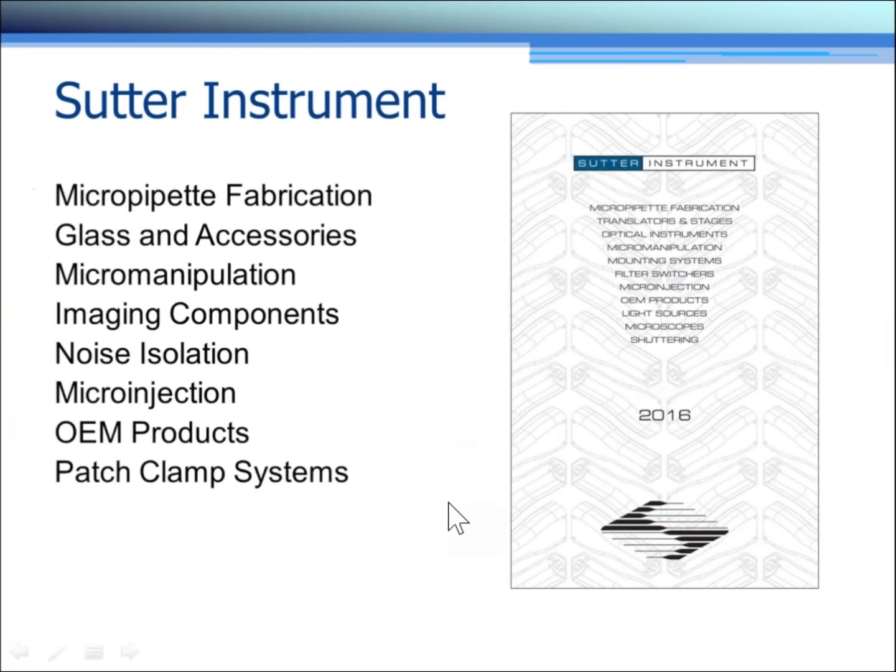So here at Sutter Instrument, we are known for making a wide variety of products, in particular focused for the neuroscience market. However, today what I want to focus on is our microscope division of the company, and in particular discussing the two-photon microscope, the Sutter MOM, of course.